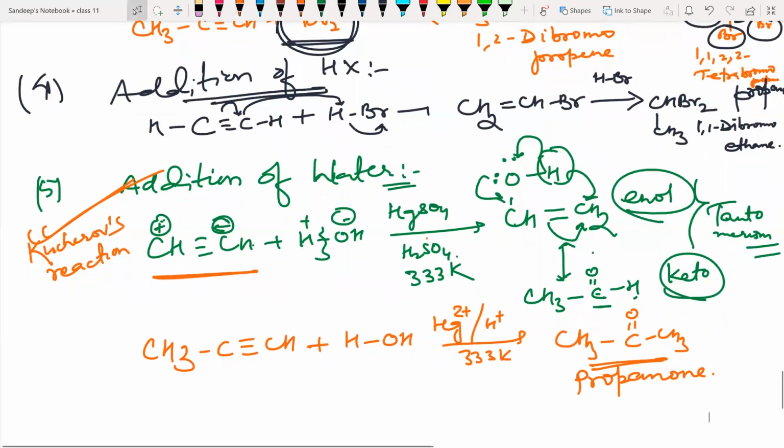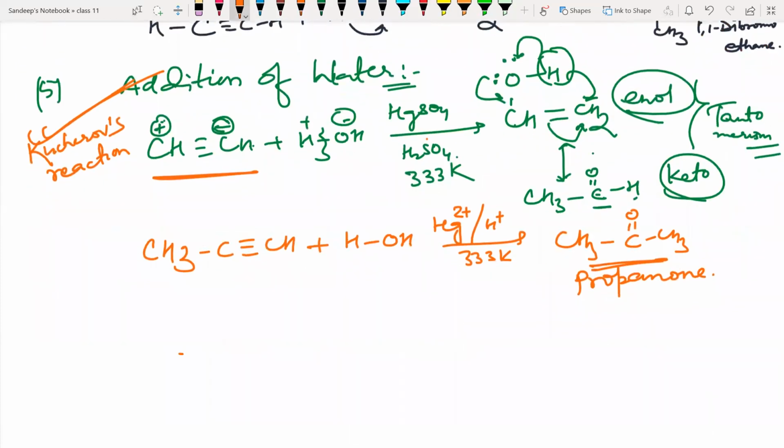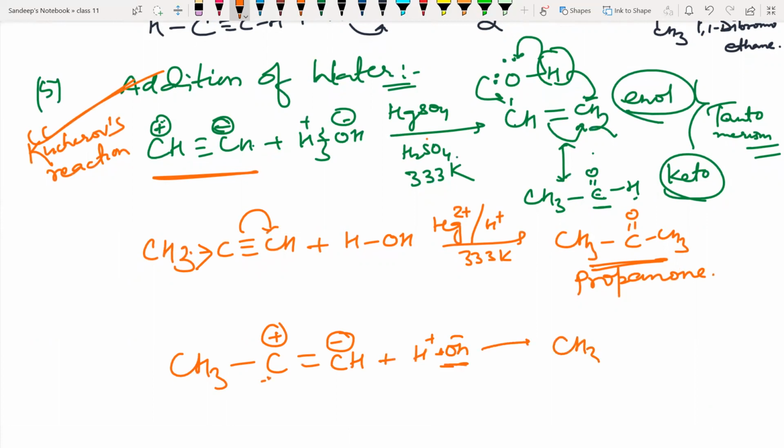If you want to understand how the second reaction occurs, you just write down like this: CH3C triple bond CH, put a double bond. Here you put a negative charge, here you put a positive charge, because this is a methyl group, an electron repelling group, so this will shift here. Now H plus OH minus, so this OH minus will attack here, so it will become CH3 COH CH2. Now what will happen?